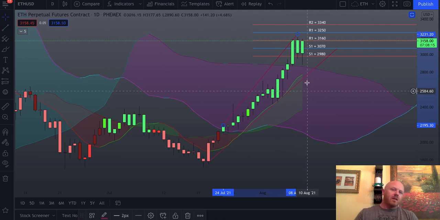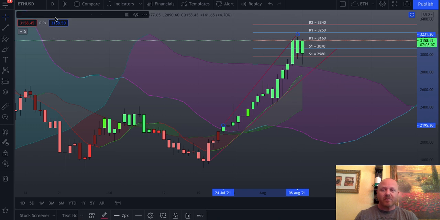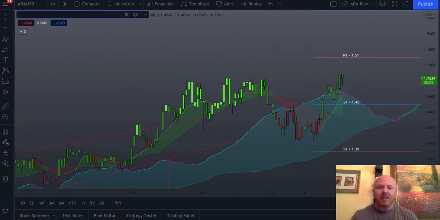So this is something you can fall out of. Just be aware of that trend line. Be aware of the double top on the 4 hour. That's massive. That's a massive double top, guys. So keep an eye out for that. That's Ethereum. Let's jump over to ADA.